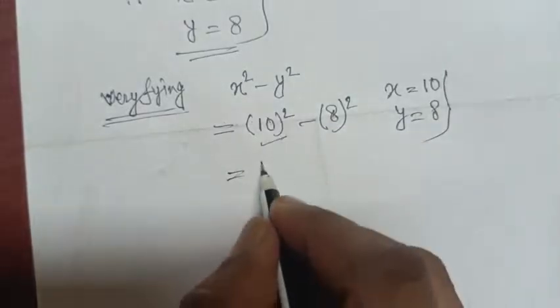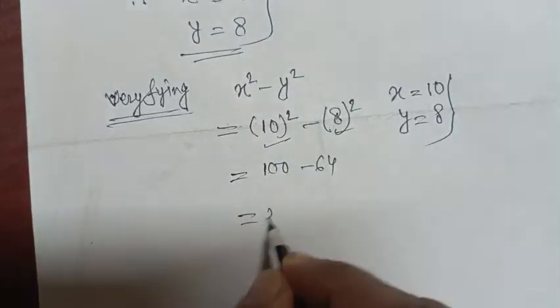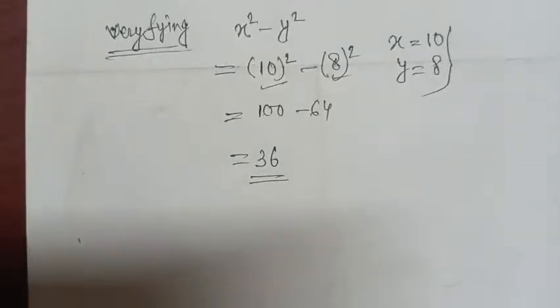10 square means 100 and 8 square means 64. We get 36. So it's verified. So we find out the value of x and y. So I hope you understand the explanation as well as the solution.